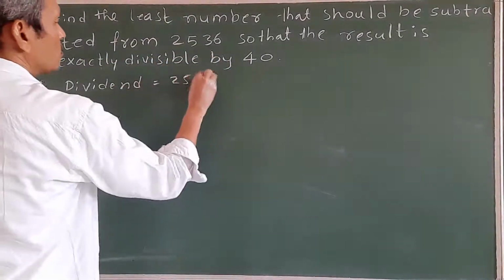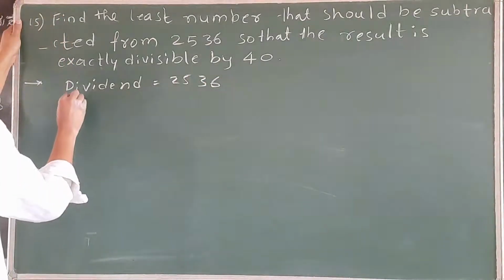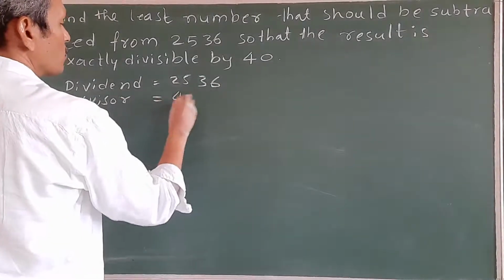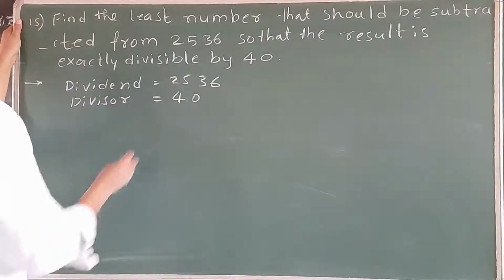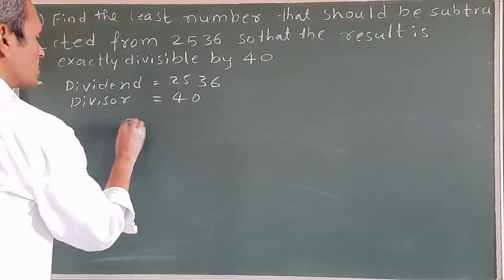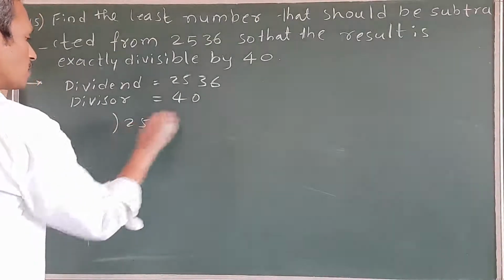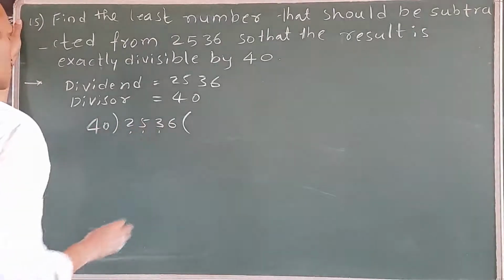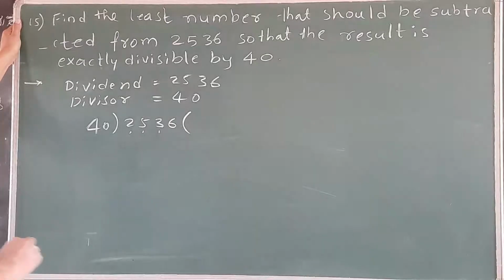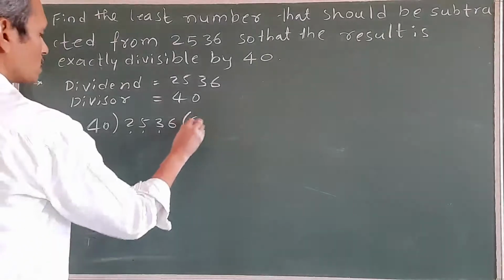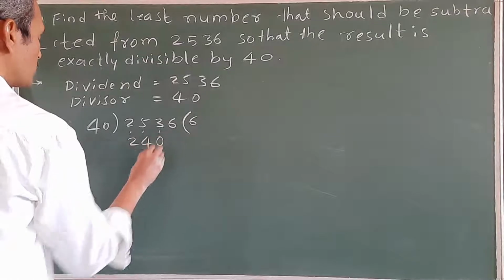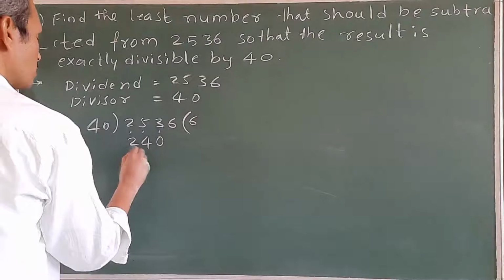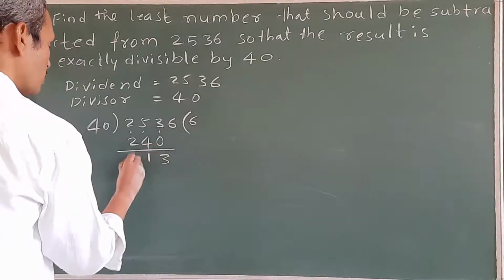Dividend 2536, divisor 40. Now we'll divide 2536 by 40. 40 table: 2 is not there, 25 is not there. We'll take next one. 4 6s are 240, 4 7s are 280, which is not there. So after subtracting this one, we'll get 13.